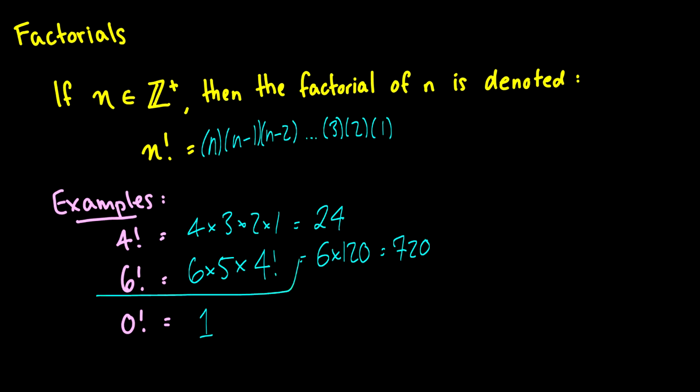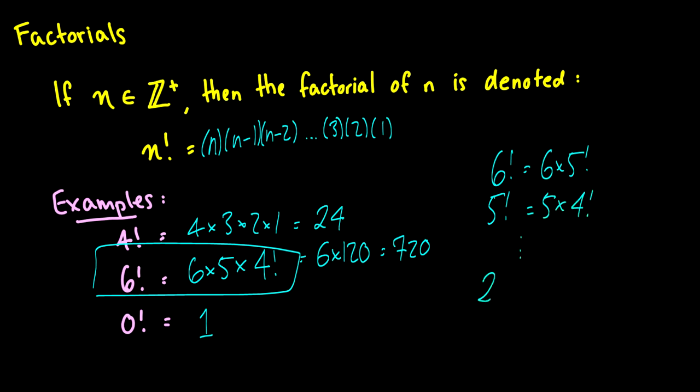Hopefully you know factorials now, and this trick right here is very important, that you can write 6 factorial as 6 times 5 factorial, and you write 5 factorial as 5 times 4 factorial, and you keep going down until 2 factorial is 2 times 1 factorial, and we just define 1 factorial is equal to 1. So this is a nice recursive definition, and this will help a lot when doing proofs with combinations later.